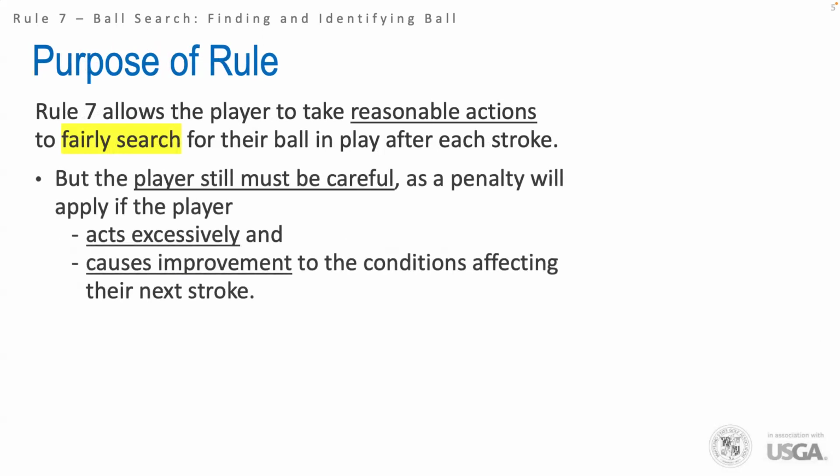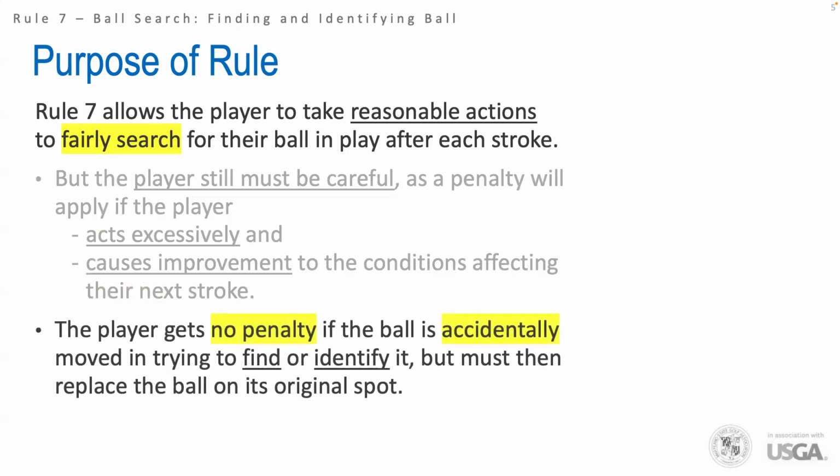But the player must still be careful, as a penalty will apply if the player acts excessively and causes improvement to the conditions affecting their next stroke, which was something we covered in Rule 8. And if you were not here with us last session, you can definitely watch that presentation on our website. Another thing we'll talk about later in Rule 9 is that the player gets no penalty if the ball is accidentally moved in trying to find or identify it, but we then must replace the ball on its original spot. So we'll talk a little bit more about this in Rule 9.